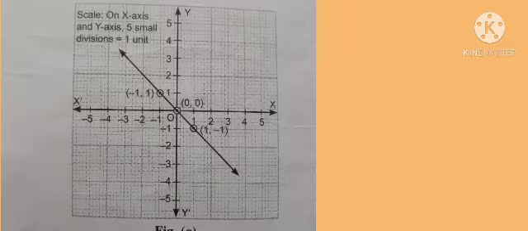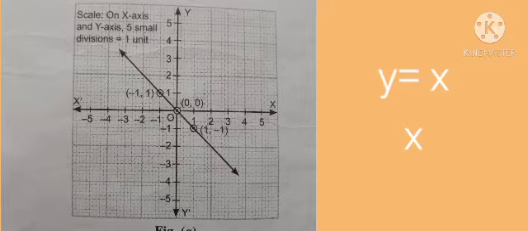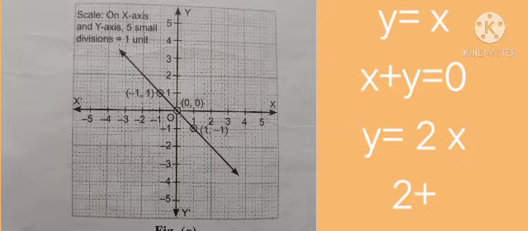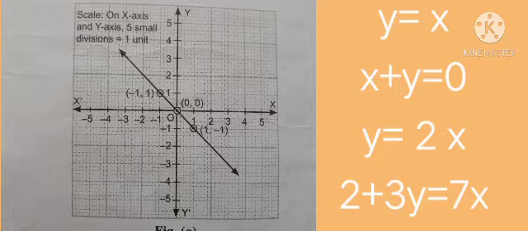This is figure A given for the fifth question and 4 choices are given. Then from the choices we have to choose the equation whose graph is given here as figure A. The given options are first one y equal x, second one x plus y equal 0, third one y equal 2x and the fourth one 2 plus 3y equal 7x.